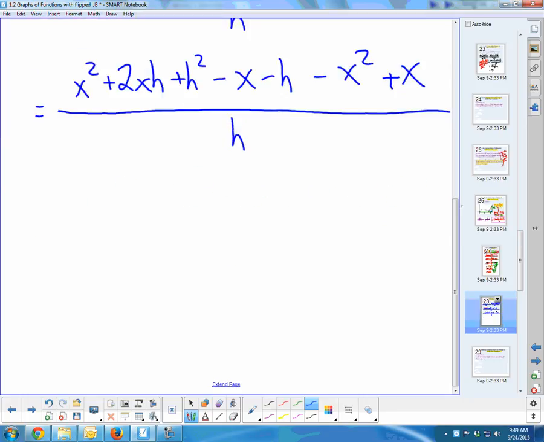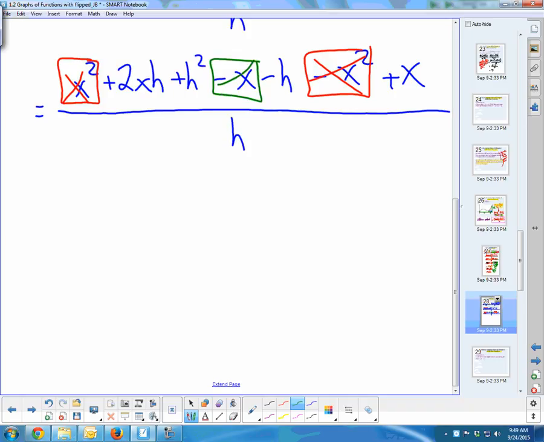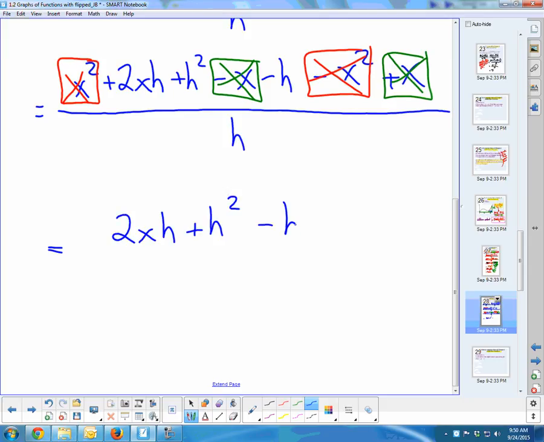Now it is time to start looking at any combining of like terms. I notice a positive x squared and a negative x squared for a 0. I notice a minus x with a plus x, and that is gone. And I have no more like terms. I have a 2xh, a plus h squared, and a minus h. I can't combine any of those. But like I said in the last example, all of my terms in the numerator have a factor of h in them. So I've got a good clue that I'm on the right track.